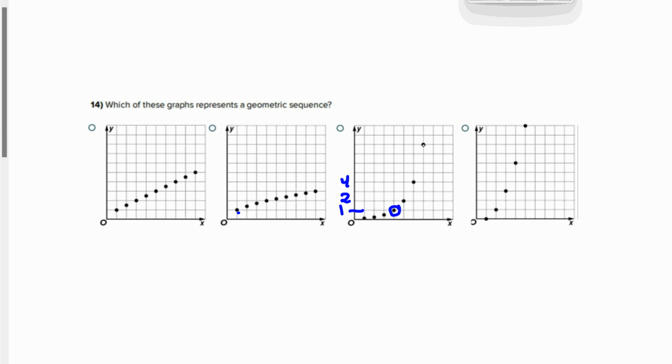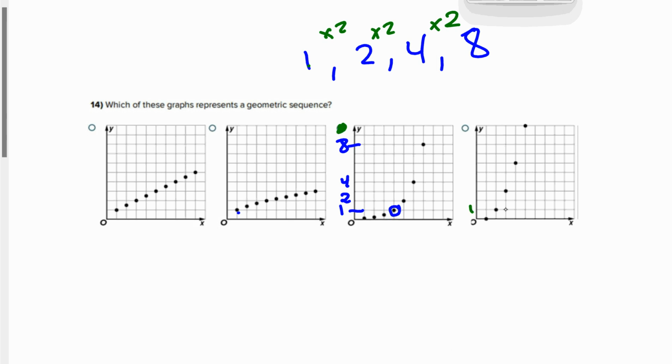And this one's 5, 6, 7, 8. I'm just looking at the y values. It's just like a sequence of numbers, just like the other problems were, right? So how am I going from 1 to 2? Well, I multiply by 2. Is that the same thing as this? So from 2 to 4, multiply by 2, and from 4 to 8, multiply by 2. They have the same thing, so it's got to be this one.